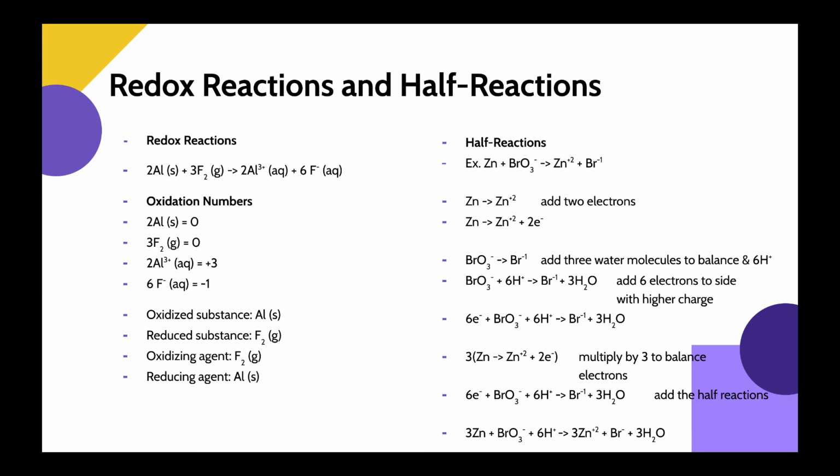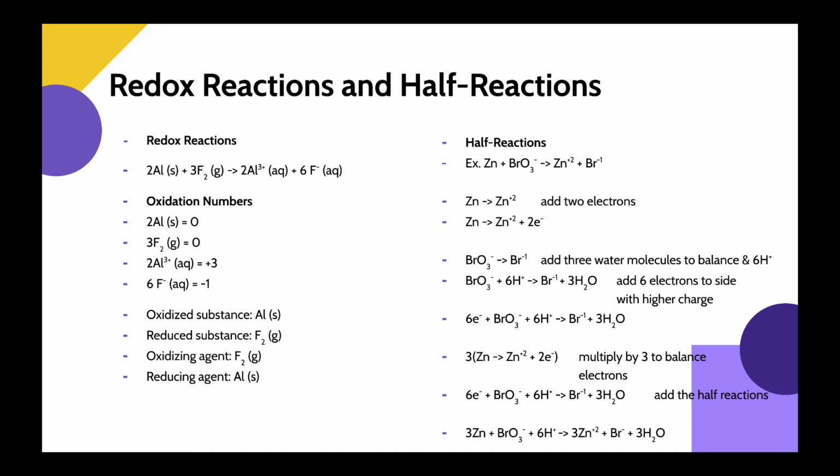Then we must identify which is being oxidized and which is being reduced. So aluminum is being oxidized because it becomes positive when it goes from 0 to plus 3, while fluorine is being reduced from 0 to -1. So the substance being oxidized is aluminum, and the substance being reduced is F2. The oxidizing agent is a substance that is being reduced, so F2, and the reducing agent is what's being oxidized, so aluminum. So that basically explains how we can use oxidation numbers to identify redox reactions, oxidizing agents, and reducing agents. Now on to half reactions.